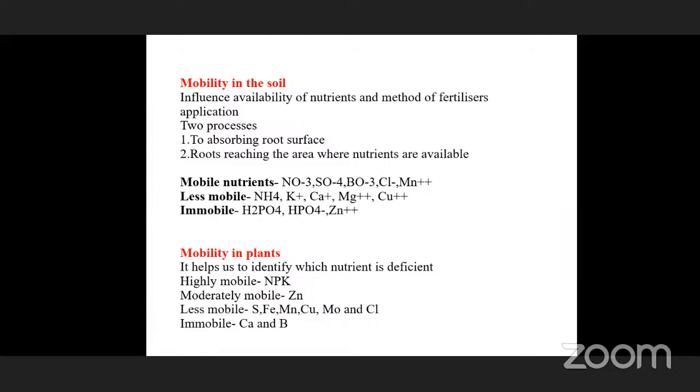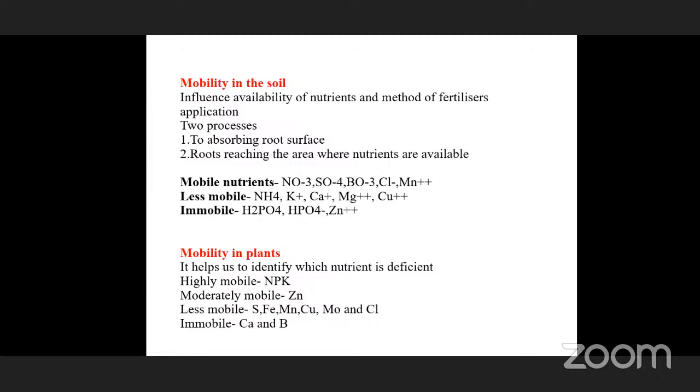One is mobile nutrients, less mobile, and immobile. Why is it mobile? Because it is not getting attached to the soil particles, like nitrate, sulfate, boron, chlorine, and manganese. And less mobile, because it is somewhat getting adsorbed on the soil particles, like ammonia, potassium, calcium, magnesium, copper. Immobile means it completely sticks to the soil particles.